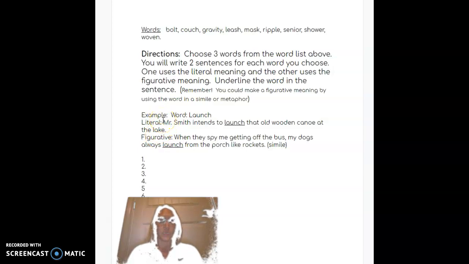Here's an example. Mr. Smith intends to launch that old wooden canoe at the lake. I underlined the word launch, and this is its literal meaning. When they spy me getting off the bus, my dogs always launch from the porch like rockets. This is a figurative meaning of the word launch. I made it figurative by using a simile.